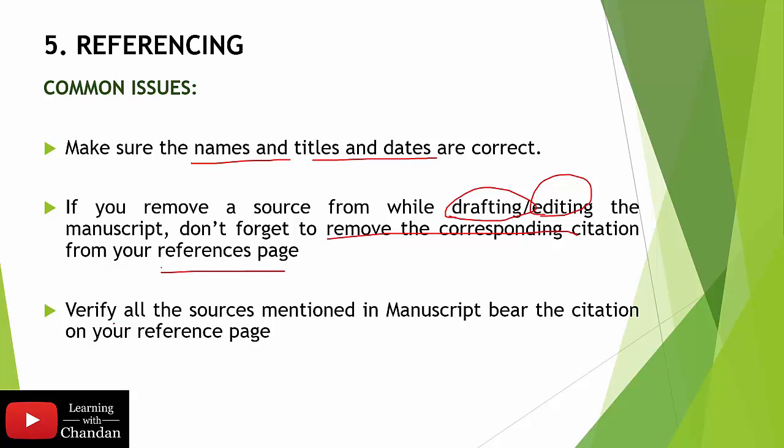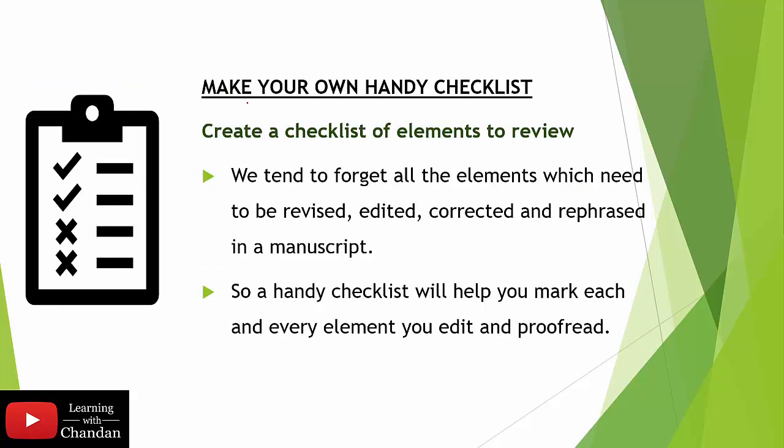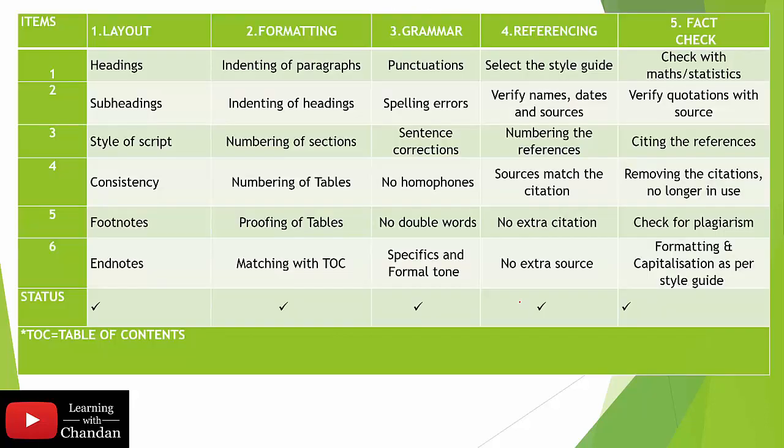Also, please verify that all the sources mentioned in in-text referencing are matched with the final page of your referencing or bibliography. It is always recommended to make your own handy checklist for all the elements to proofread or to edit and correct. Here's one mini checklist for your reference which contains all the generic contents which we have discussed in the video with all the subheadings under each category of general content. You can also mark the status of proofreading for each category and each subheading.